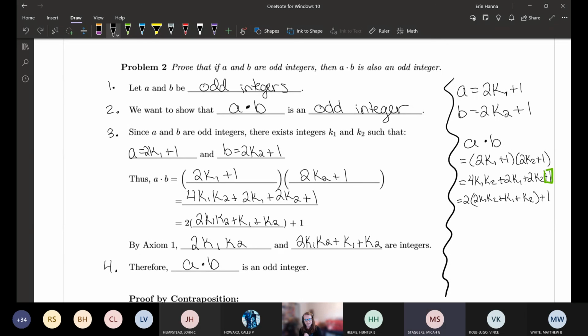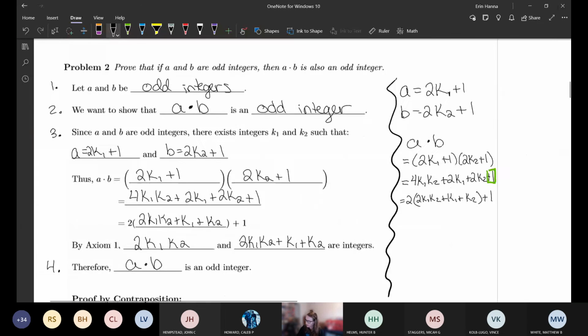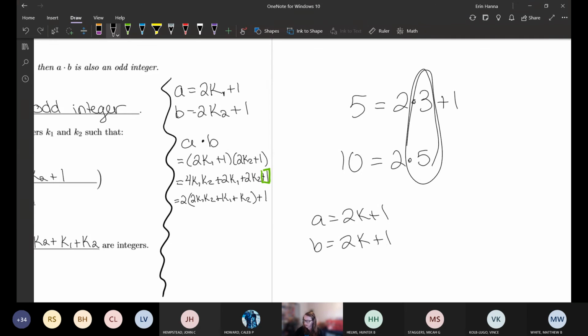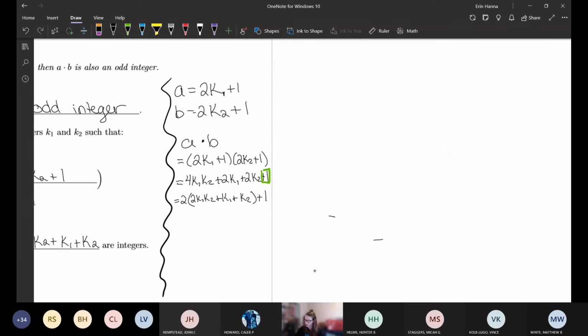Could you explain the sub-k for it? I'm still a little confused on that. The sub-k? Yeah. The reason we need that is because we can't assume that they're the same number. Like, 5 would be 2 times 2 plus 1, but if we wanted to use 10 as our even number, that would be 2 times 5. So we can't just say that a is 2k plus 1 and b is 2k plus 1, because they're not necessarily going to be the same number. So we need some way to differentiate between the two, so we usually use subscripts.